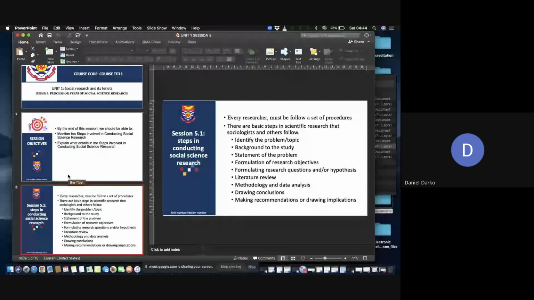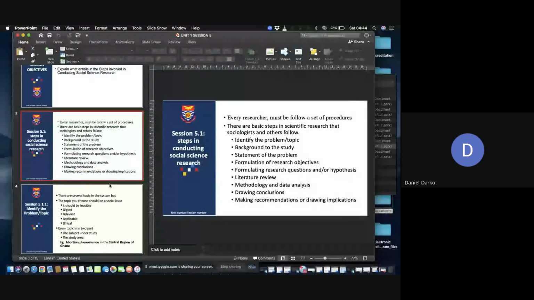Every researcher must follow a set of procedures, and these are standardized procedures that almost every researcher follows when conducting research. There are basic steps in social scientific research that we all follow. The first step is identify the problem or the topic. The second step is background to the study. The third is statement of the problem.